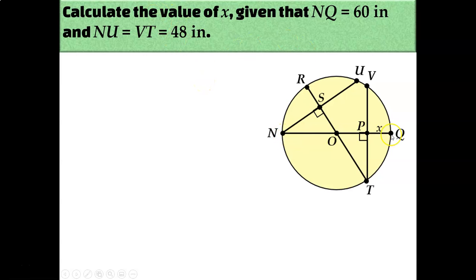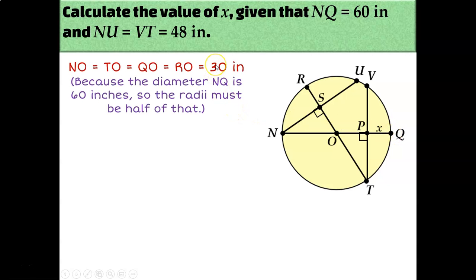Well, if the diameter is 60, then each of the radii that I see in this diagram would have to be 30, because a radius is always equal to half of a diameter. So I could say that NO and RO and TO and QO are all 30 inches. I don't know which ones I'm really going to need at this point, so I just listed all of them.